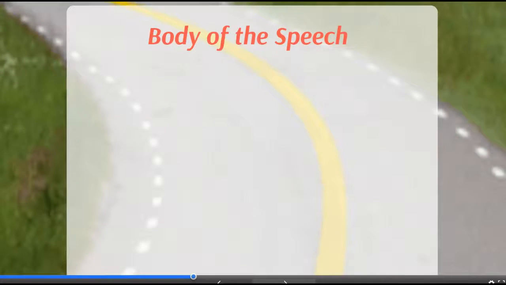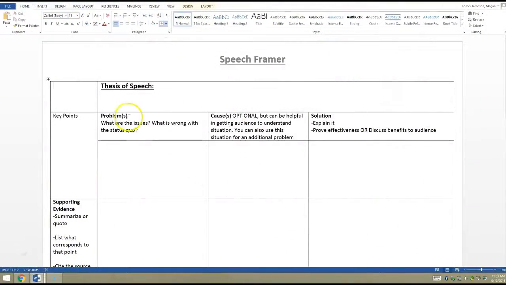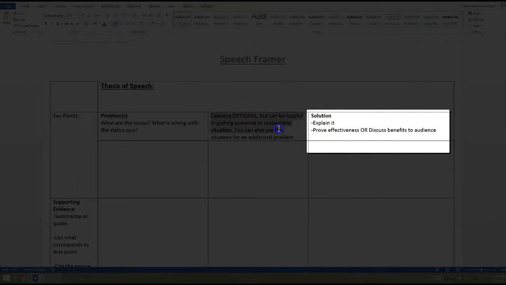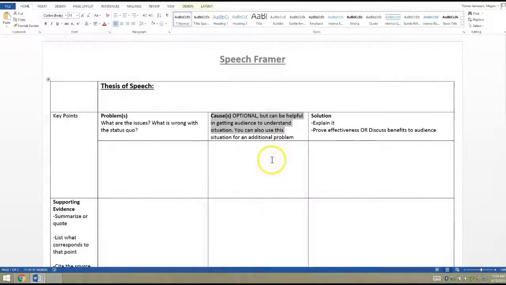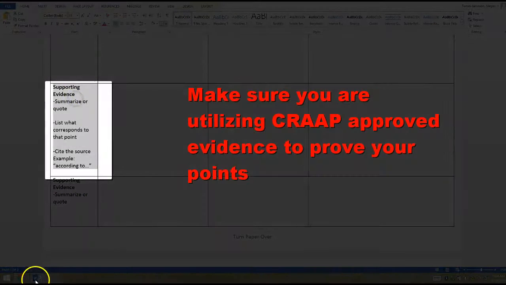So now that you've seen what an introduction looks like, let's move on to the body of the speech. So for the body of the speech, we've been working on that through this worksheet right here, focusing on both the problems and the solutions and possibly the causes if it's relevant to what you're going to be talking about, and then developing that with your supporting evidence.